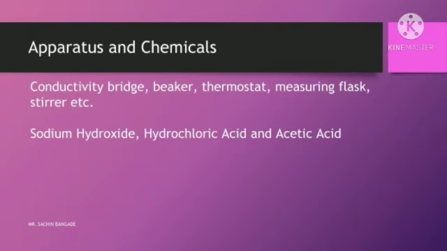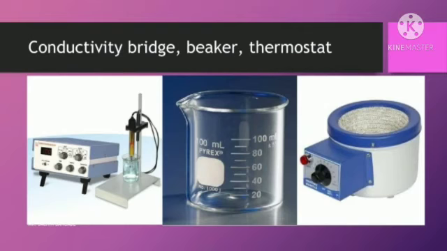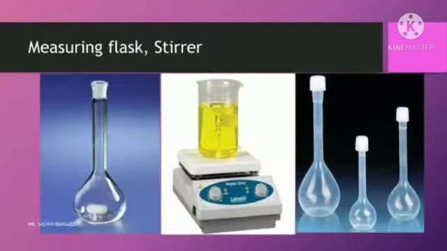Apparatus and chemicals: conductivity bridge, beaker, thermostat, measuring flask, stirrer, etc. Chemicals: sodium hydroxide, hydrochloric acid, and acetic acid. This is the image of the conductivity bridge, beaker, thermostat, measuring flask, and magnetic stirrer.